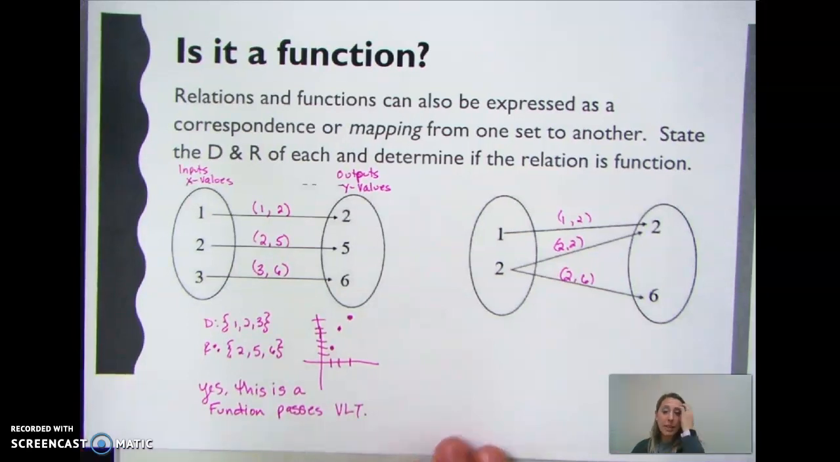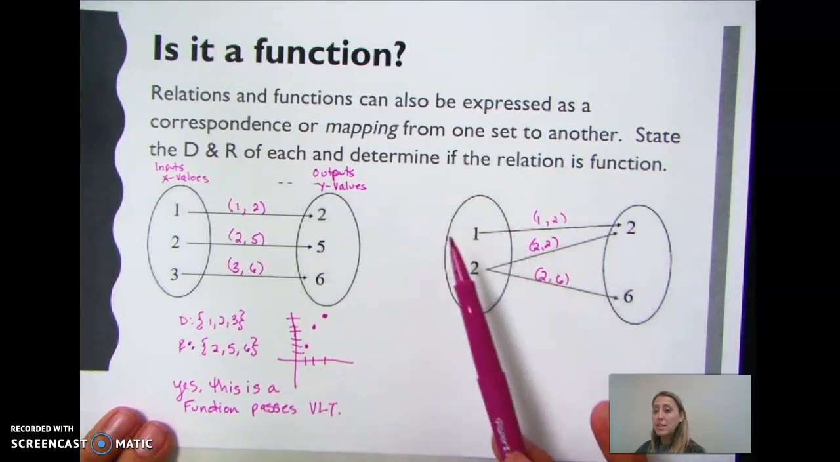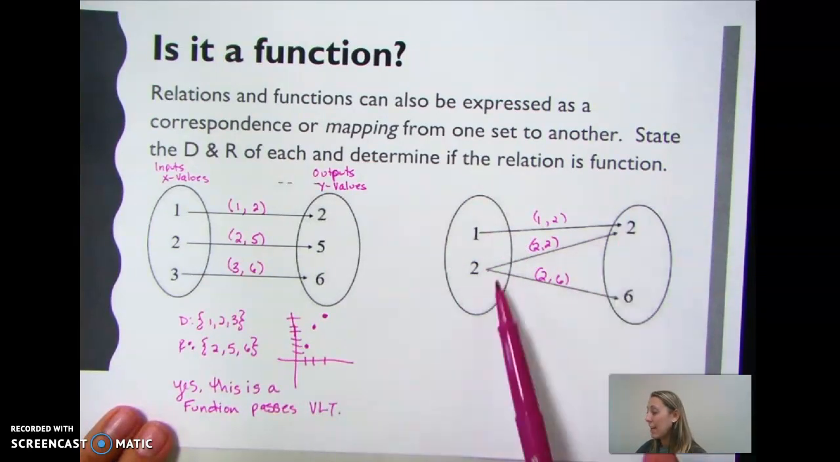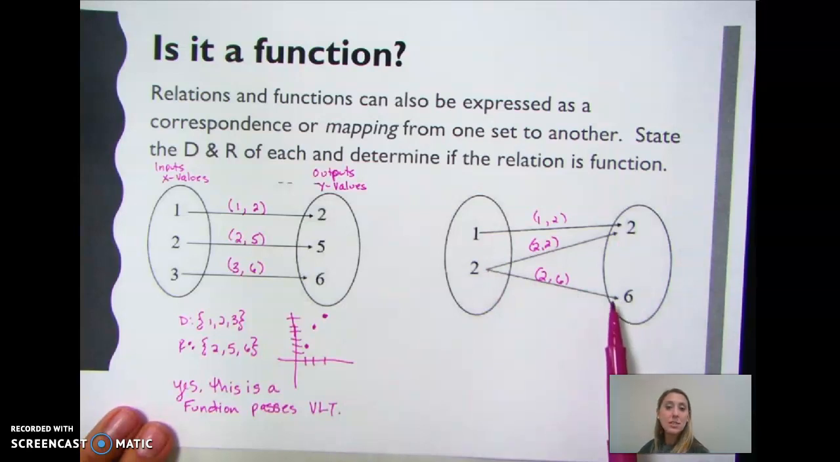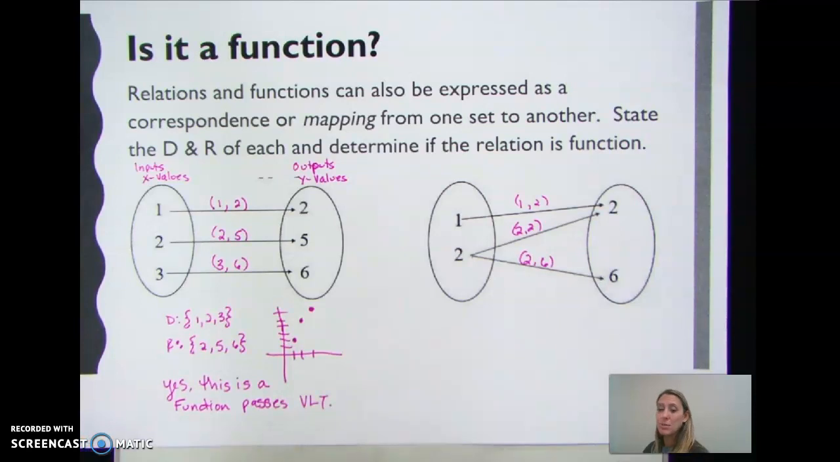So now what I would like you to do is I would like you to try this one. I've written out the points already so that they map. So you can see here that 2 maps to 2 here, and it maps to 6. So we need to determine whether or not this is going to be a function, and we're going to state the domain and range. So go ahead and hit pause and do that.